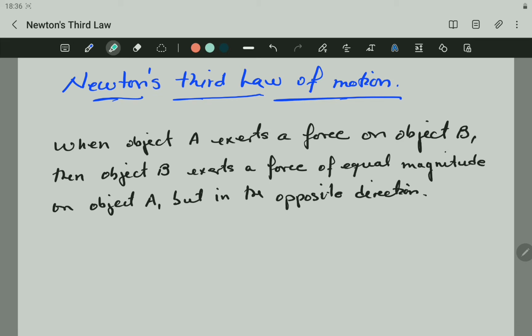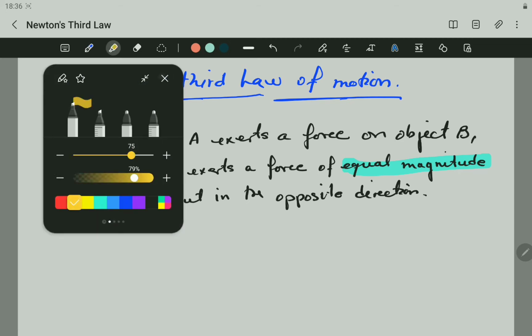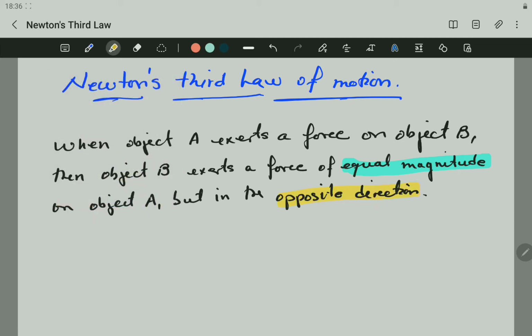When an object A exerts a force on object B, then object B exerts a force on object A equal in magnitude but in the opposite direction. What you have to note about this definition is, first of all, that you have two objects, object A and object B. So the interaction between objects always happens in pairs.